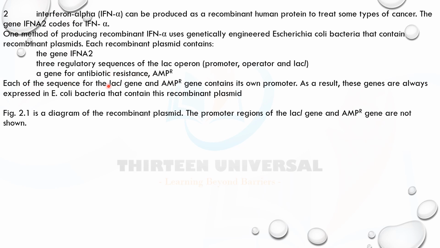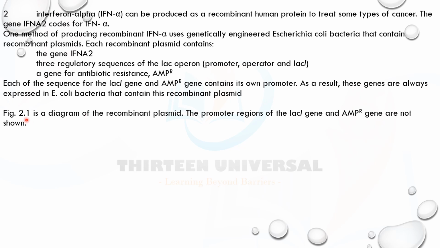So each of these genes, lac-I, that's the regulatory gene, and this gene AMPR, the ampicillin resistance gene, contains its own promoter so they can be expressed. As a result, these genes are always expressed in E. coli bacteria that contain this recombinant plasmid. Guys, did you get this? You must get this before you continue, and remember it. If you did not remember it, go back and read it again. Pause the video and read it again.